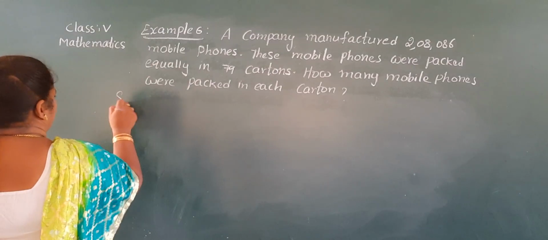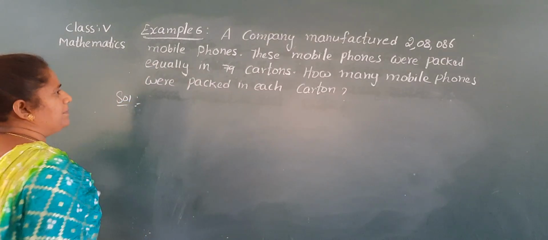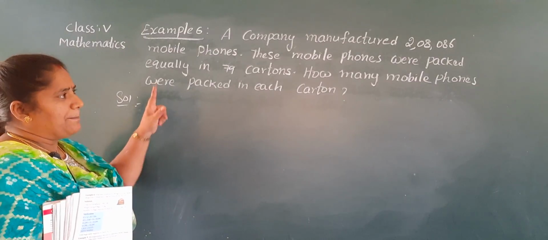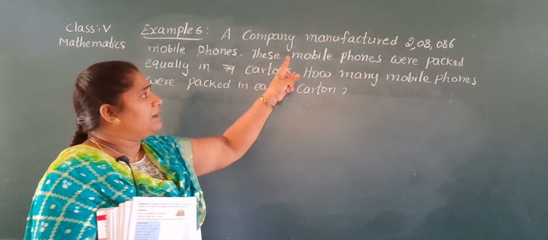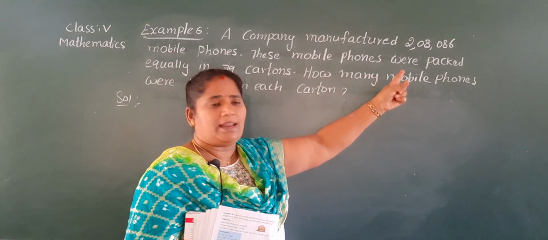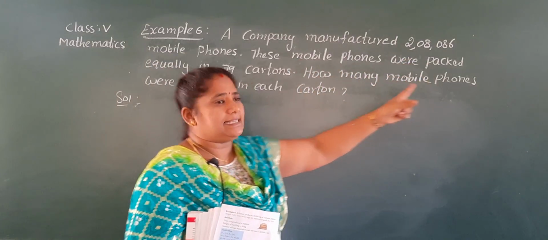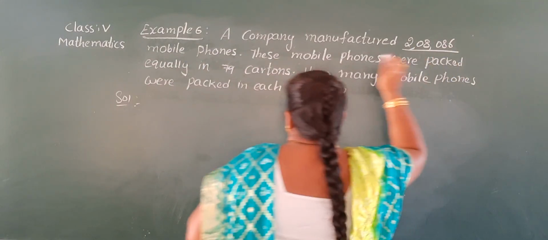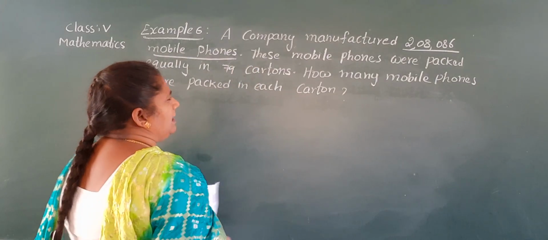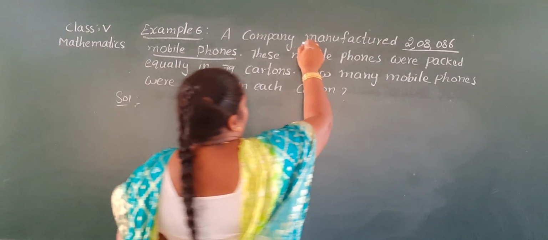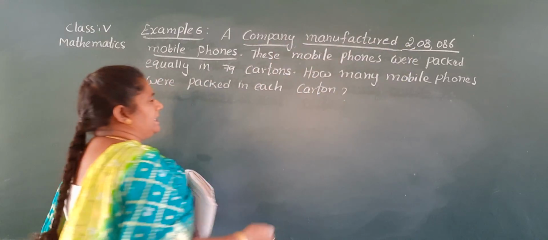So this is the problem. Example 6. First you read the question properly, children. A company manufactured 2,08,086 mobile phones. How many mobile phones were manufactured by the company? Yes, 2,08,086. Okay? So you have to underline this point.